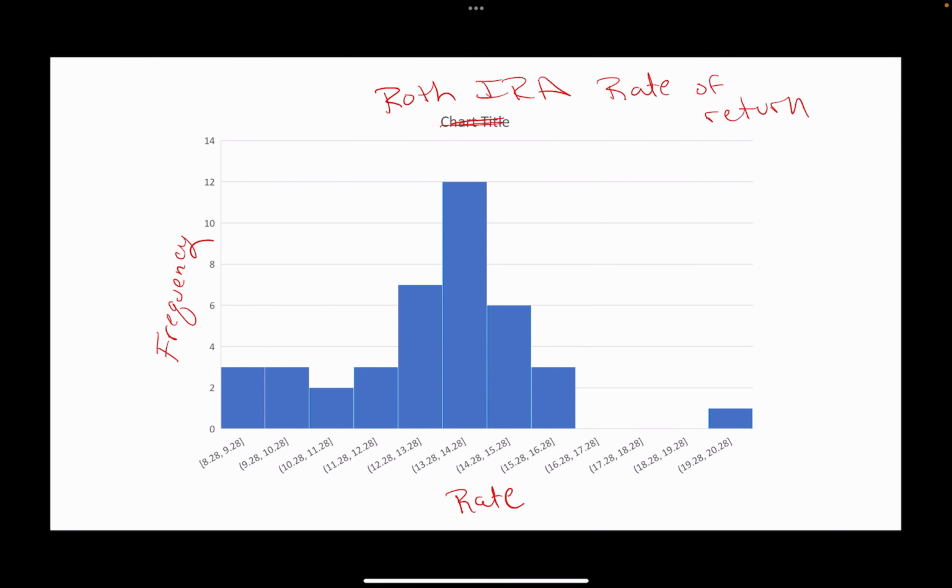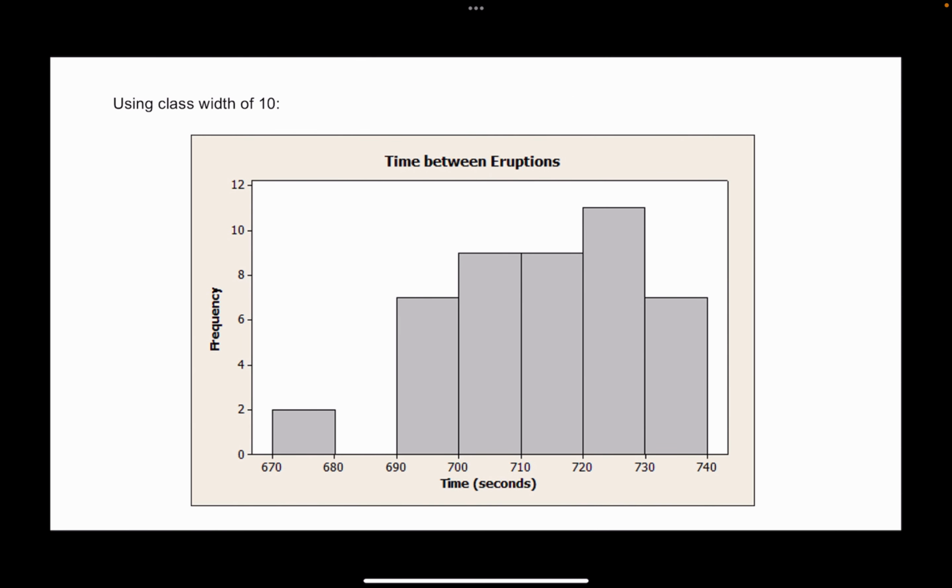If you were doing it by hand, it would look a little bit more like this. The only numbers on here are the upper limits. These are the upper limits of each of these classes. We're not showing the lower limit; we're showing the upper limit of each of these classes.